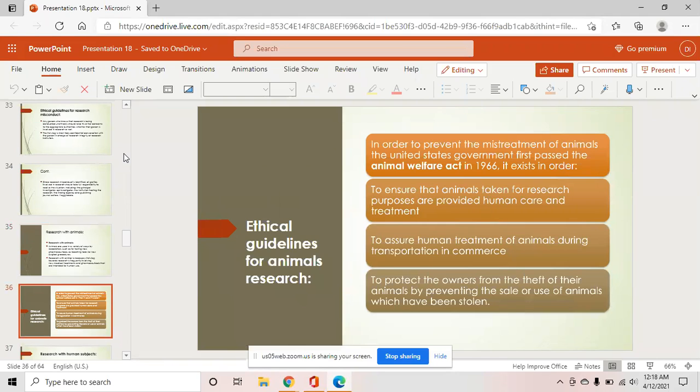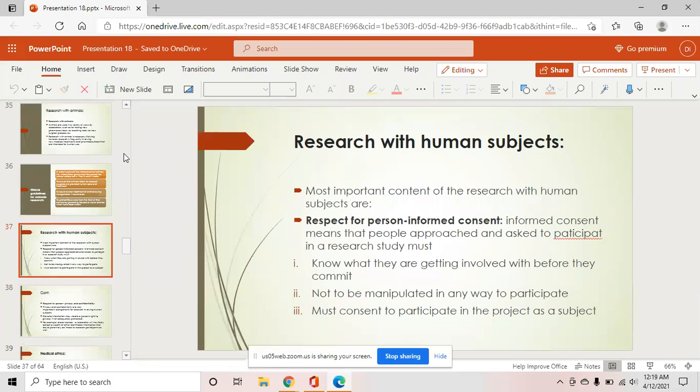Ethical guidelines for animal research. In order to prevent the mistreatment of animals, the United States government first passed the Animal Welfare Act in 1977. It exists in order to ensure that animals taken for research purposes are provided humane care and treatment, to assure humane treatment of animals during transportation in commerce, and to protect the owners from the theft of their animals by preventing the sale or use of animals which have been stolen.